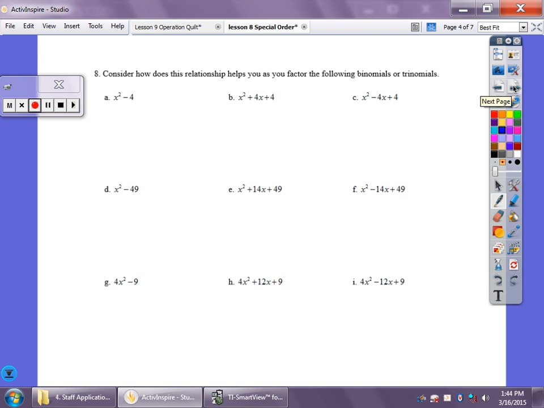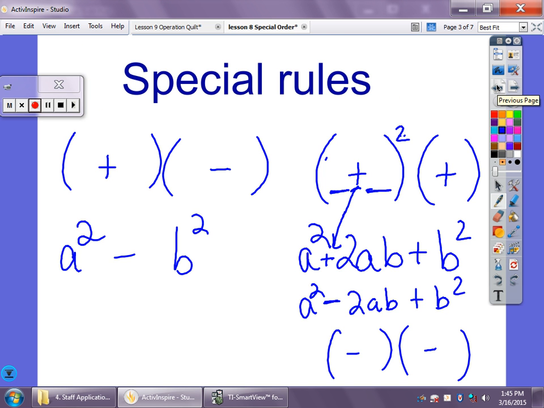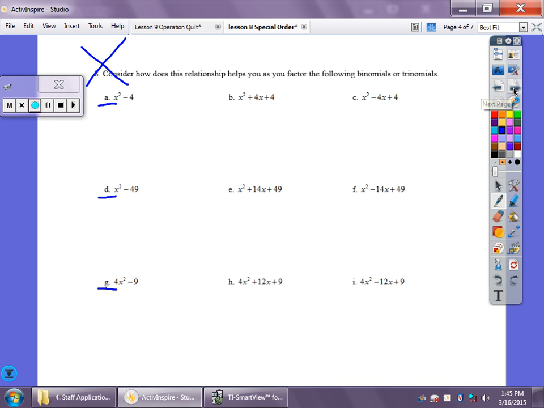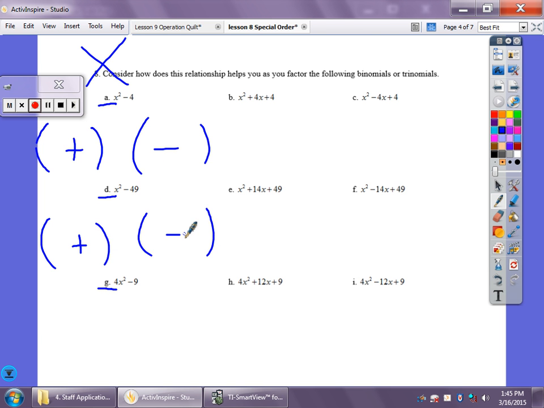Okay, now that we know the special rules, it can help us factor quickly so that we don't have to make our factor x's all the time. What I notice about A, D, and G is that none of them have a middle term. When I look at the special rules, the only one that doesn't have a middle term is when my signs don't agree. So already I know I'm going to have a plus and a minus, plus and a minus, plus and a minus.